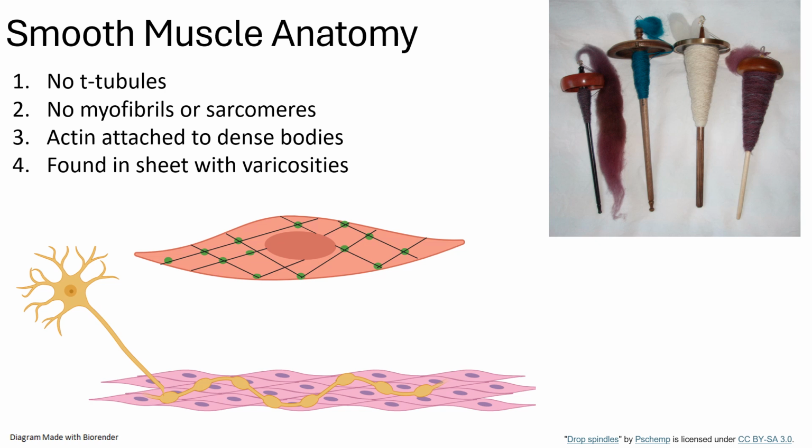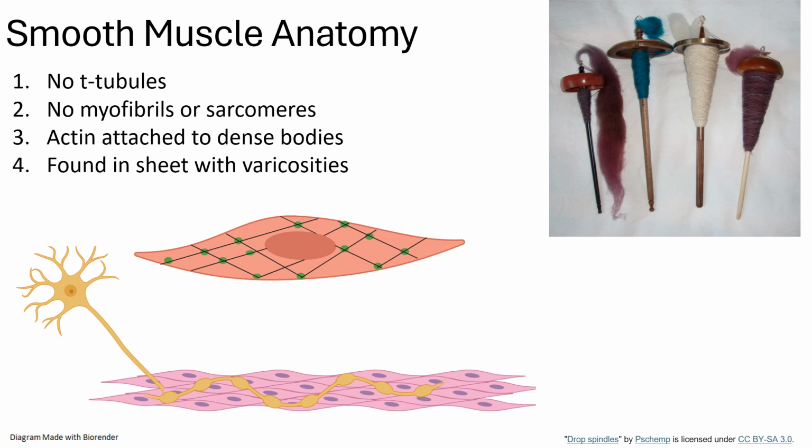The anatomy of the smooth muscle fiber is very different than those of the cylinder-shaped skeletal muscle fibers. Recall that these smooth muscle fibers are spindle-shaped.